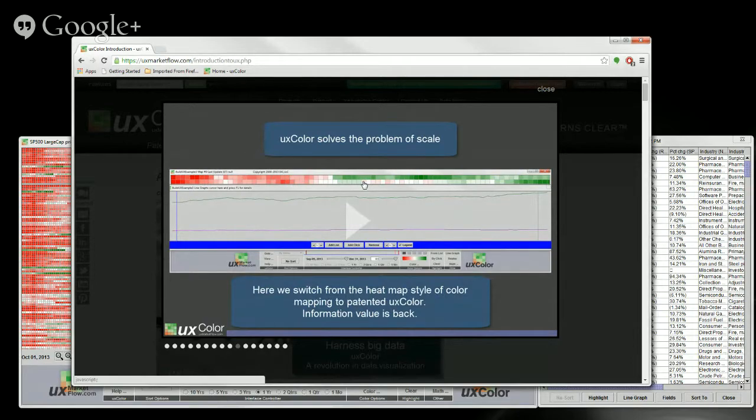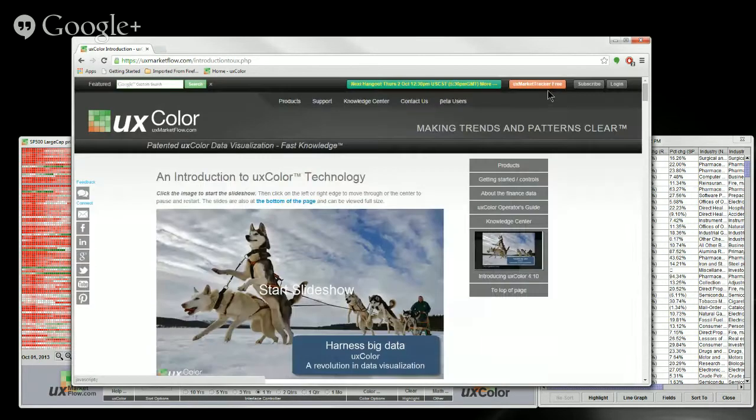And so color, now patterns in the data come out in patterns of the color fields. I'm going to close this now, and I'm going to come back. Let me close this. So this is our website.